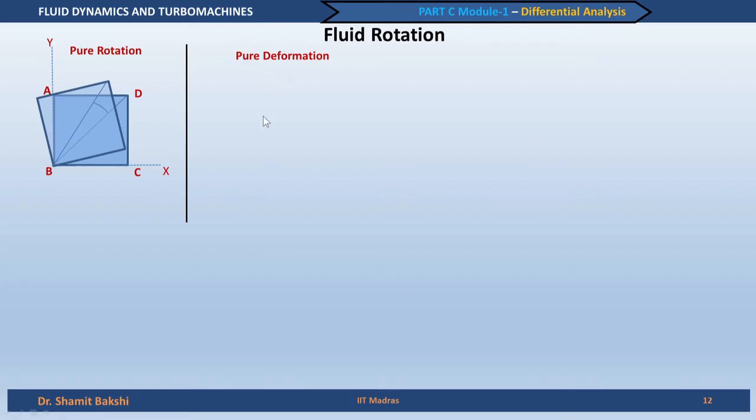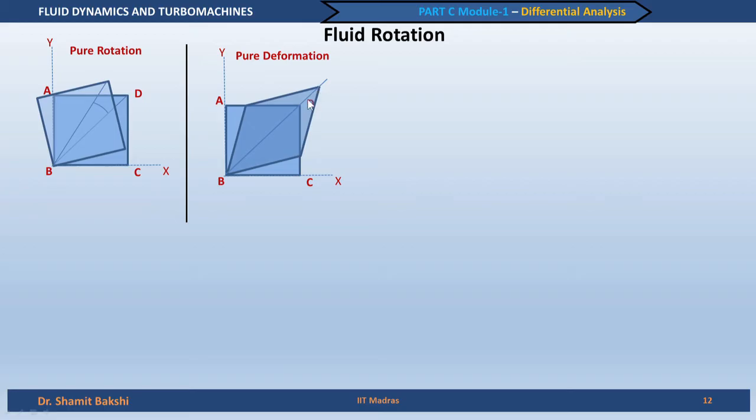Pure deformation of a fluid element: if we see again, this is the initial position at time t of the same fluid element, and now in the deformed state let us see how it looks. This element will look like something which is shown in the second position. What is the difference here? The difference is that the element in the second position has not undergone any rotation. What is meant by that? If we draw a diagonal of the element in the first position and the second position, they are collinear.